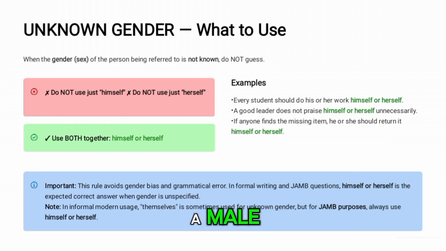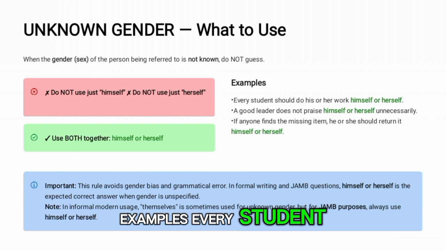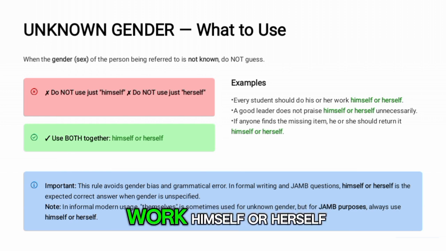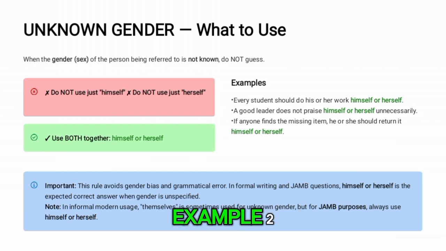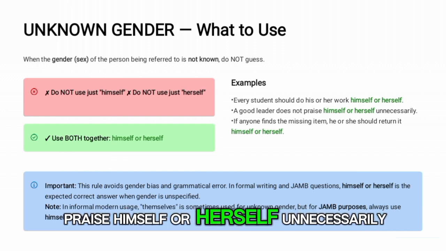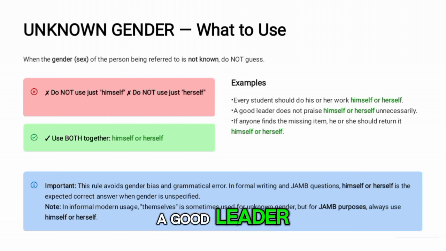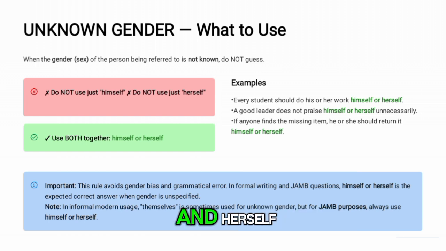You don't know if it's a male. You don't know if it's a female. Examples. Every student should do his or her work himself or herself. Because the student, you don't know their gender. Example 2. A good leader does not praise himself or herself unnecessarily. The good leader could be a male, it could be a female. The gender is not known. That's why the right reflexive pronoun to use is himself and herself together.